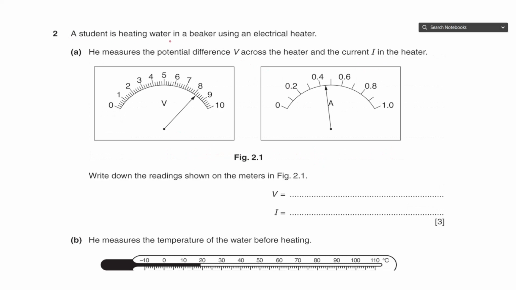Question 2 says the student is heating water in a beaker using an electric heater. Part A says he measures the potential difference V across the heater and the current I in the heater. Write down the readings shown on the meters.